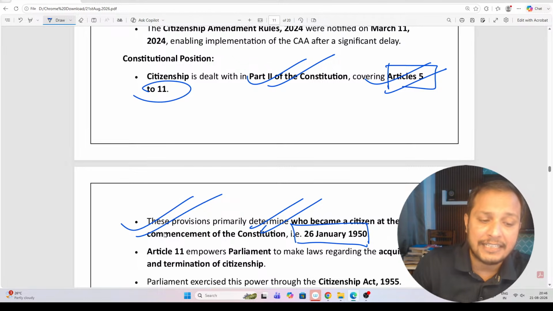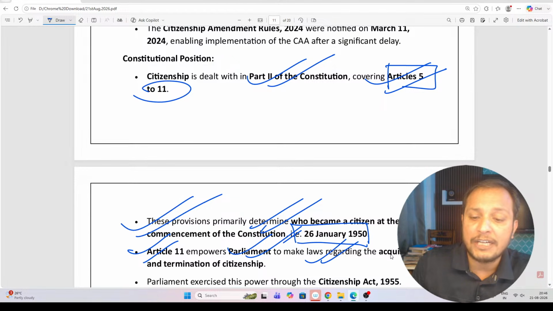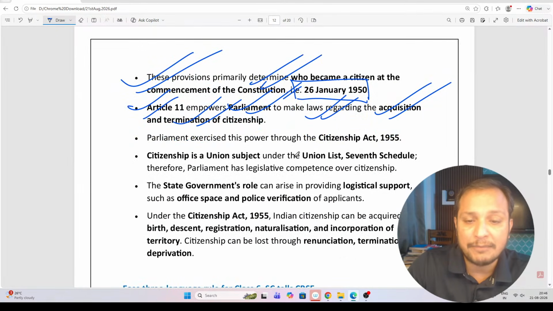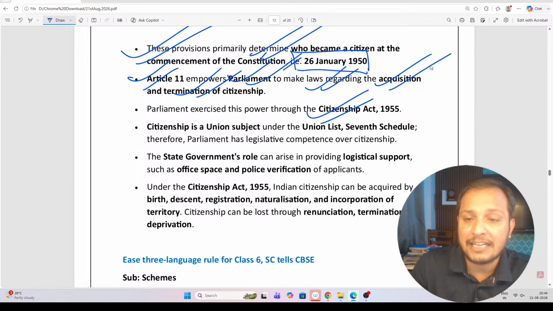After that, guys, Article 11 empowers the Parliament to come out with a law to regulate acquisition and termination of citizenship. So the Parliament came out with an act called Citizenship Act 1955. One thing also you should remember, that citizenship is a union subject.